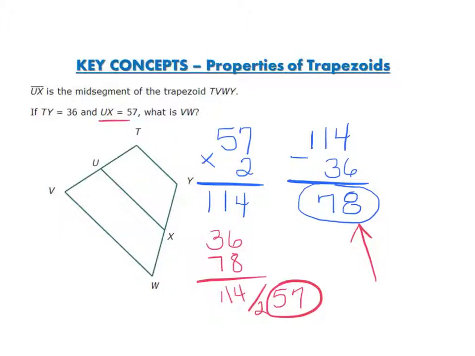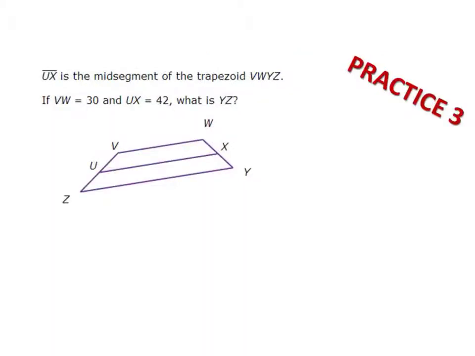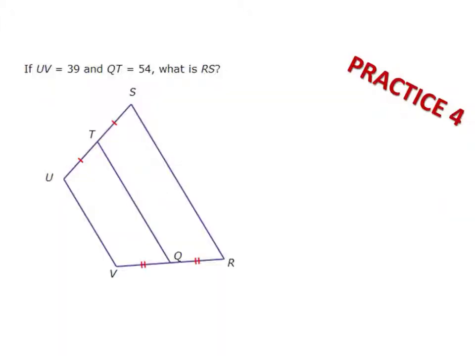So one more time, when you're given the midsegment and a base, multiply the midsegment by 2 and subtract the other segment. Practice 3. UX is the midsegment of this trapezoid. If VW is 30 and UX is 42, what is YZ? Practice 4. If UV is 39 and QT is 54, what is RS?